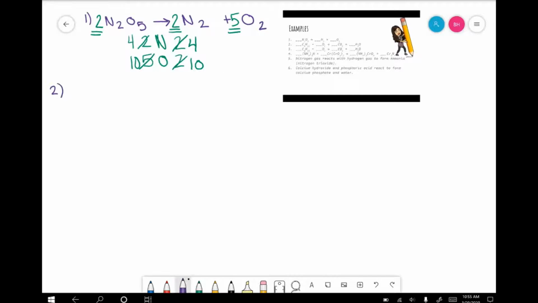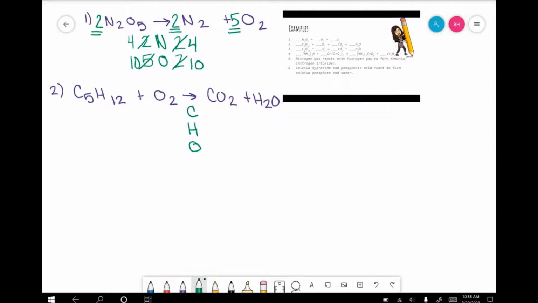I have C5H12 plus oxygen, and it yields CO2 and water, H2O. So let's go ahead and take inventory of what atoms I have. I have carbon, hydrogen, and oxygen. So let's go ahead and add up the amount on each side.